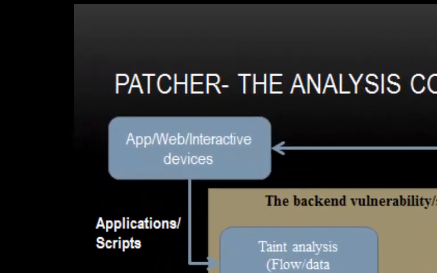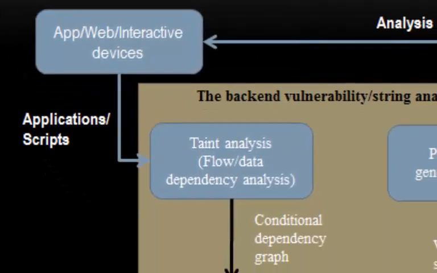Users first upload the file they want to check. The system will then first perform taint analysis to identify tainted sinks. A tainted sink is a sensitive function that may take values from user inputs. This is done by flow and data dependency analysis.